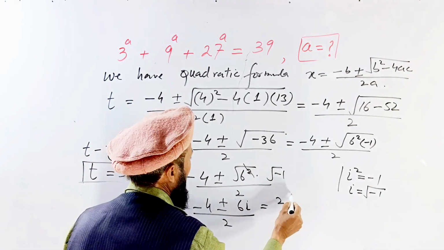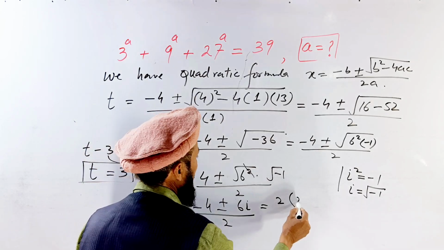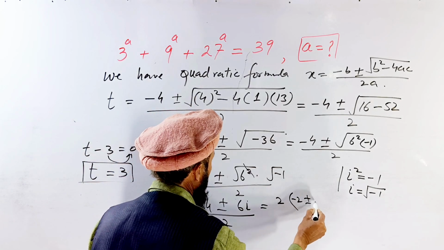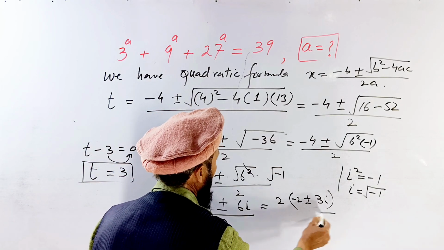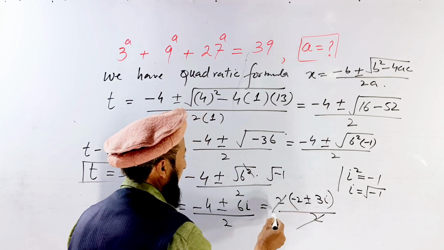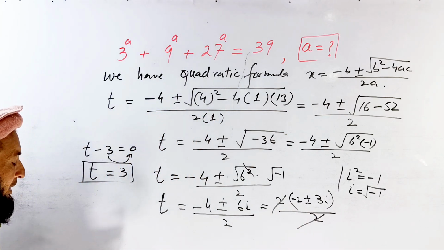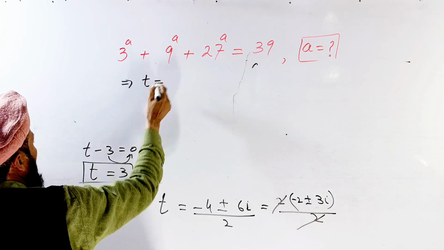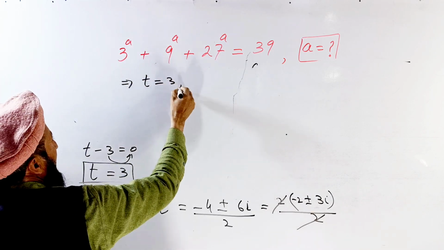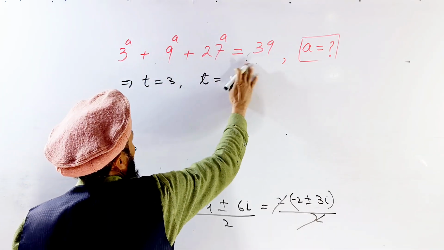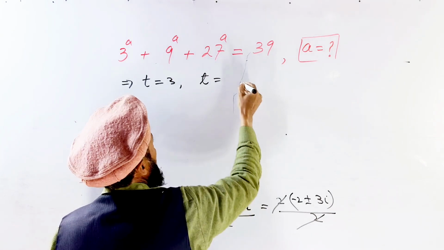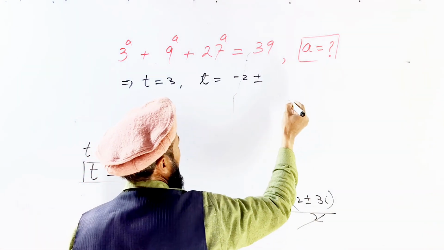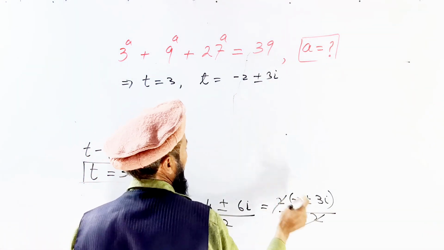Here 2 is common, we are taking 2 common: 2 times minus 2 plus minus 3 iota divided by 2, the 2s cancel. So the results we get for t: one of the results is t is equal to minus 2 plus 3 iota, and the other result is minus 2 minus 3 iota.